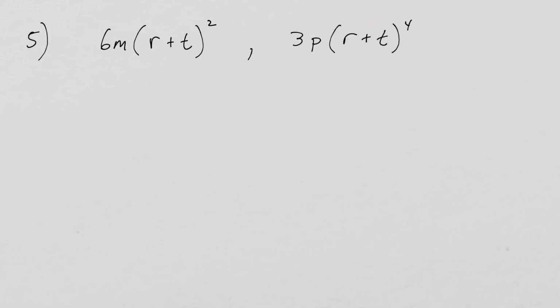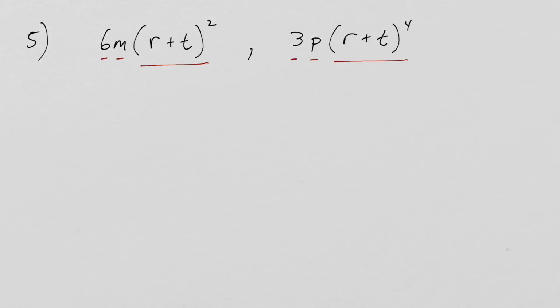All right, in this problem we have two different terms. In the first term we have three factors. Factors are items being used in multiplication. We have the 6, the m, and the r plus t. In the second term we have the 3, the p, and the r plus t.